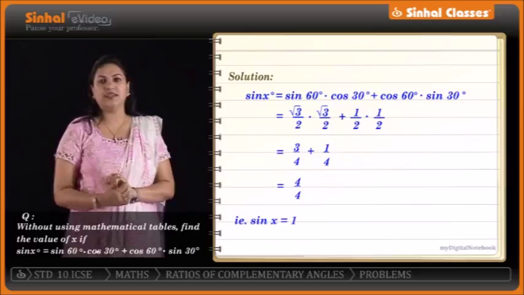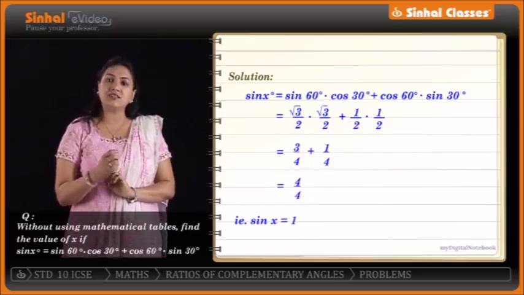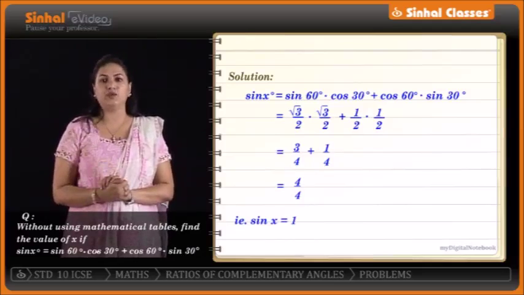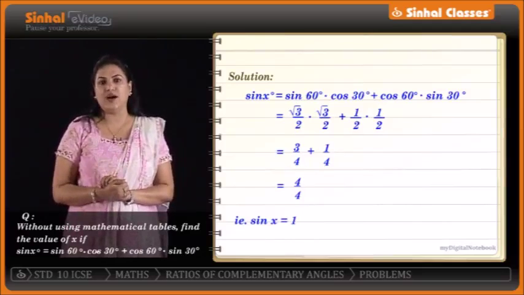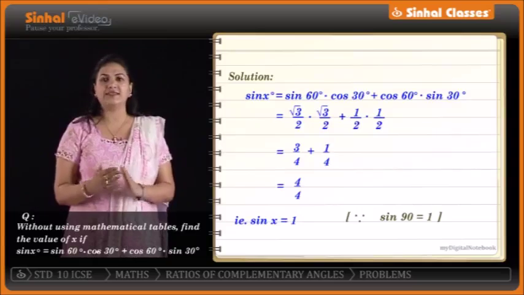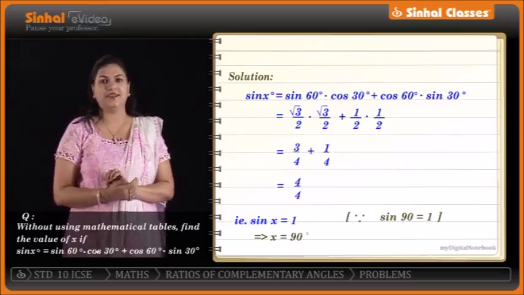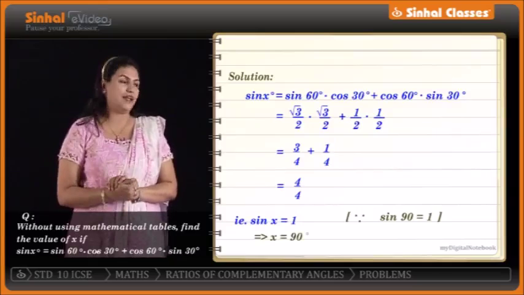So sin x is 1. Now sine of what angle is equal to 1? We know sine 90 is 1. So obviously x is equal to 90 degrees. So we have found the value of x.